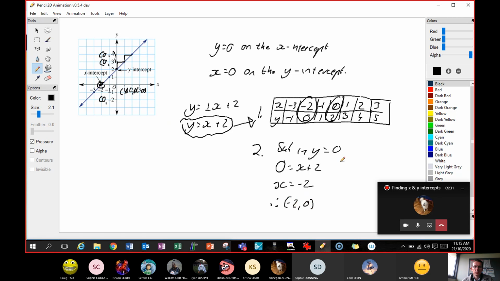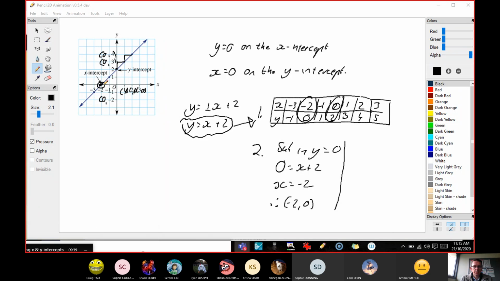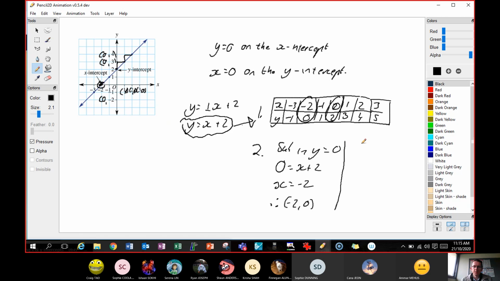That tells us where our x-intercept is, negative 2, 0. And then you can put a point there. We can also find our y-intercept. To find our y-intercept, we know the x-coordinate is always 0. So I'm going to sub in x equals 0 into the equation. y equals 0 plus 2. y equals 2. Because if you're always substituting 0, 0 times anything, we'll just be left with that one. So that's why that's always our y-intercept.